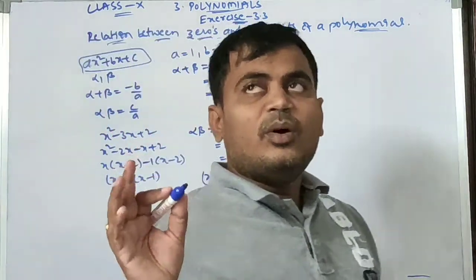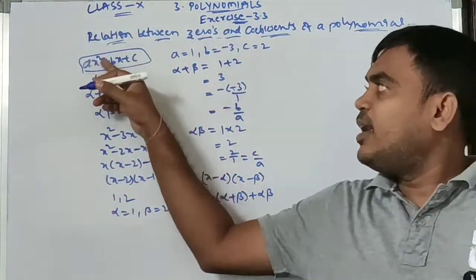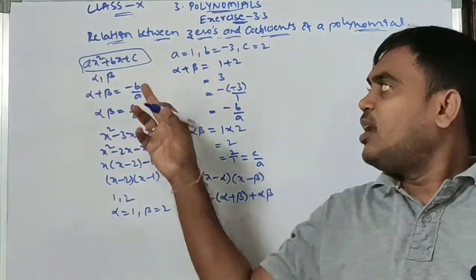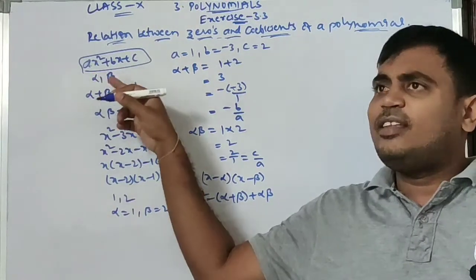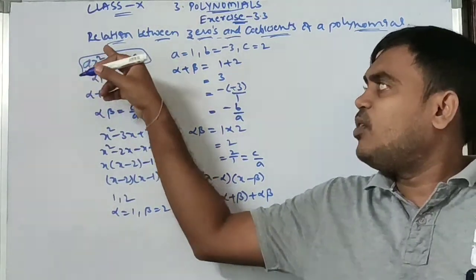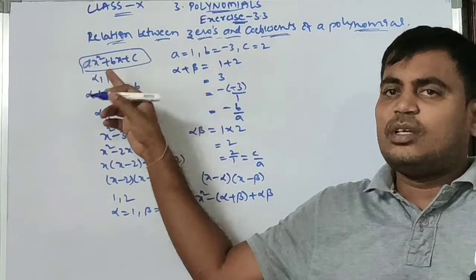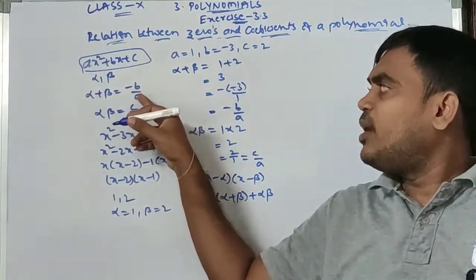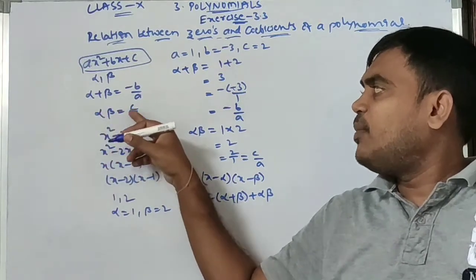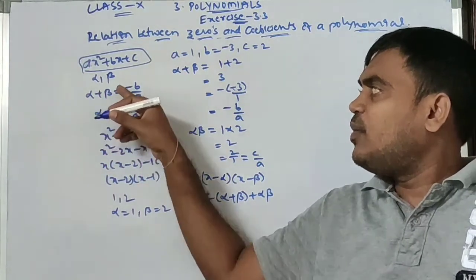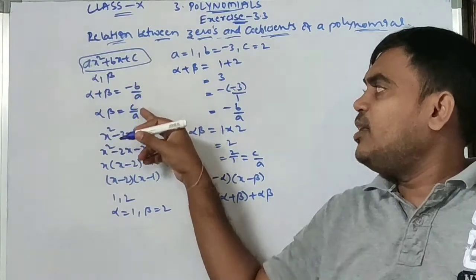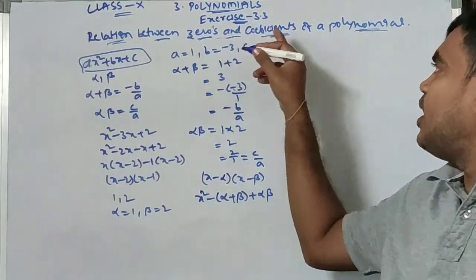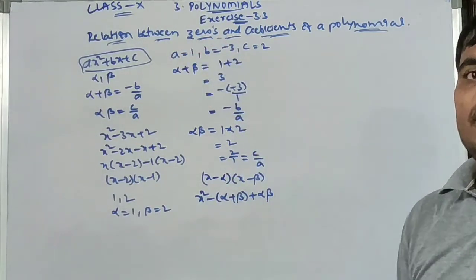One more time. I am taking a quadratic polynomial ax square plus bx plus c. Let us consider alpha and beta are the roots. There exist only two roots because the degree is equal to 2. Sum alpha plus beta equal to minus b by a. Product alpha beta equal to c by a. Alpha and beta are the zeros and a, b, c are coefficients. This is the relation between zeros and coefficients of the polynomial.